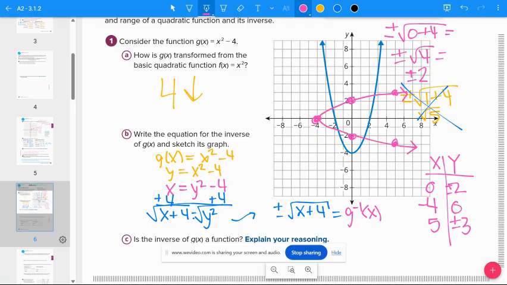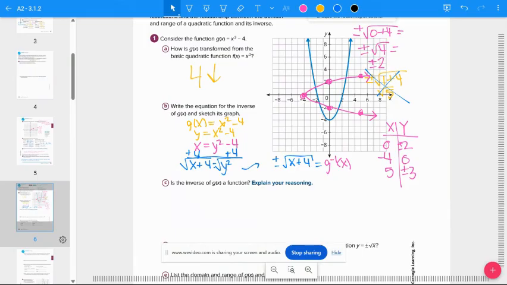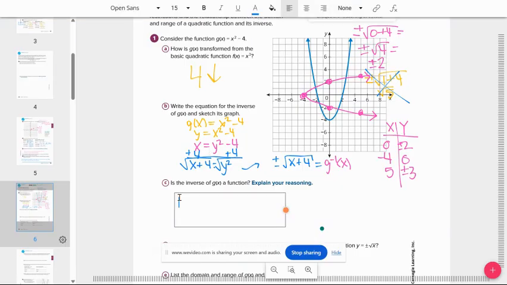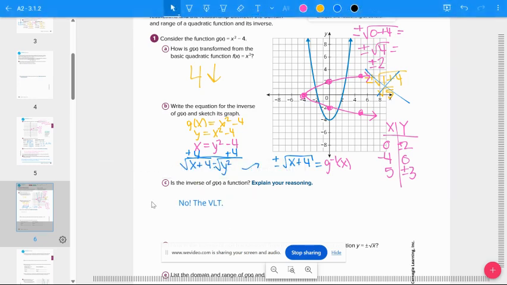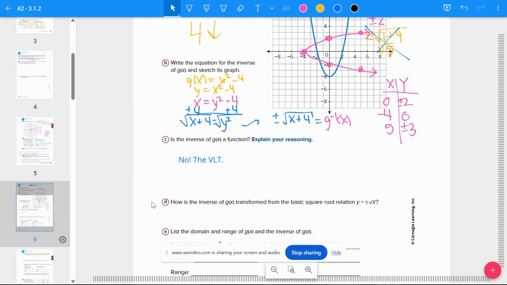It flips to its side. So is the inverse a function? Is what that next question is asking. So think of the vertical line test. If we drew a vertical line through my pink graph, would it be able to make a function? Would it be able to pass? No. The vertical line test, VLT, is a good enough reason for me. And I hate writing. I'm never going to write out vertical line test. But vertical line test is what we use to check if something is a function.